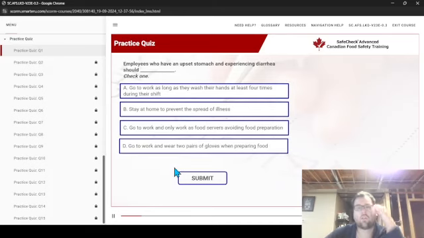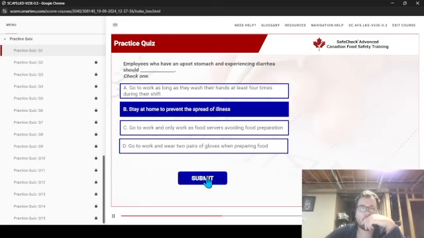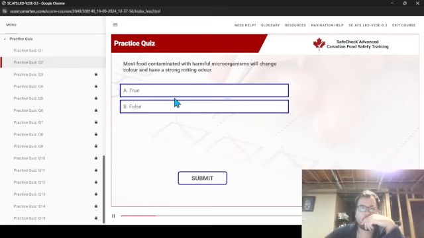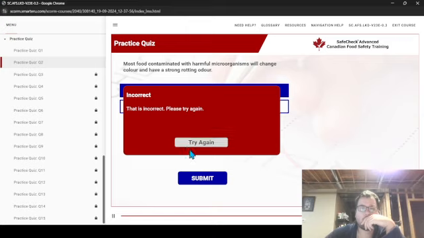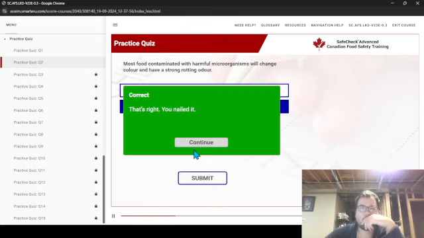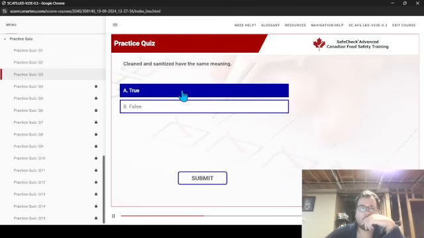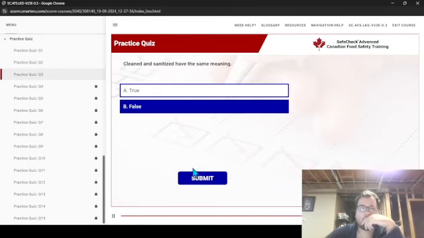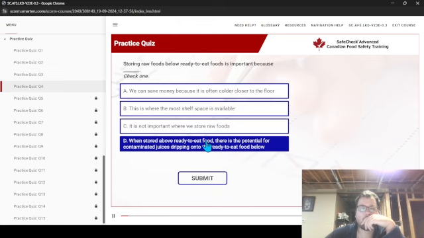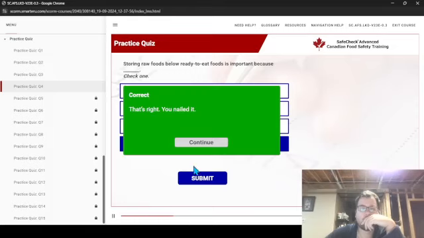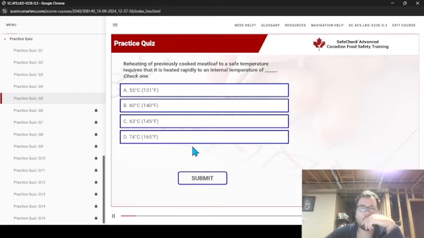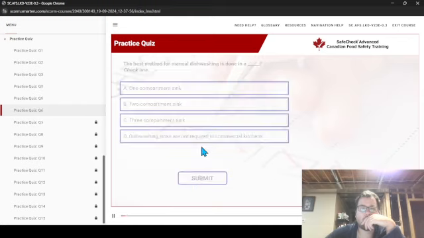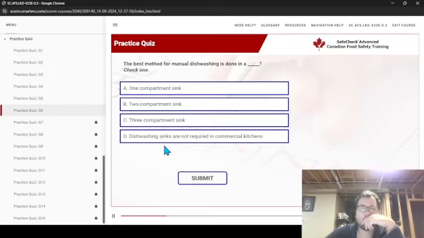Employees who have an upset stomach and are experiencing diarrhea should blank. A. Go to work as long as they wash their hands at least 4 times. That's right. Most food contaminated with harmful microorganisms. That is incorrect. That's right. Cleaned and sanitized have the same meaning. That is true. That's right. Storing raw foods below ready-to-eat foods is important because blank. That's right. Reheating of previously cooked meatloaf to a safe temperature. That's right. The best method for manual dishwashing is done in a blank.